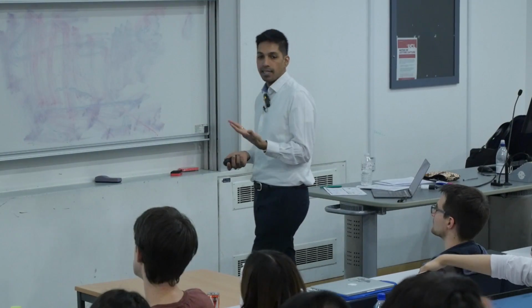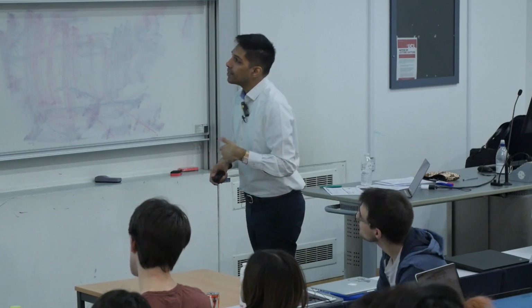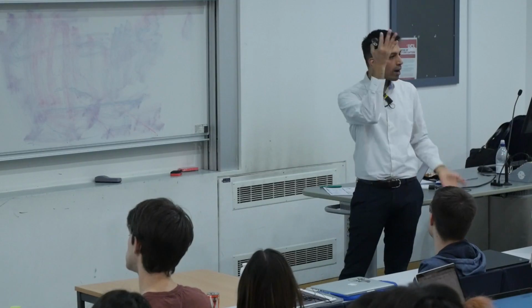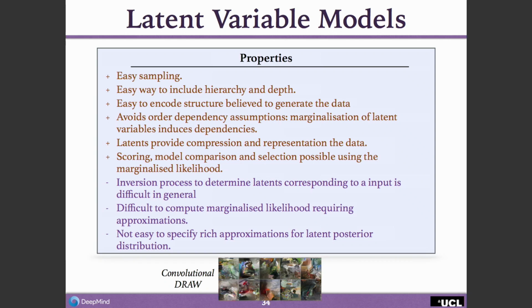So latent variable models have very different properties. They have very easy sampling because you can just follow this tree: start from Z3, generate Z2, generate Z1, and get the sample. They are an easy way to include this hierarchical structure or depth into your model, and it's easy to encode the structure that you believe in the world. So for example, physicists actually do have knowledge about how they think the image of the galaxy appears on the telescope, how every pixel appears, and you can put that knowledge in and build a graphical model very similar to what I just showed you in the previous slide.